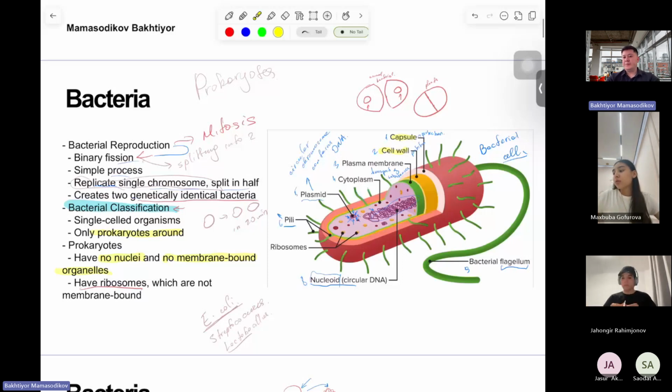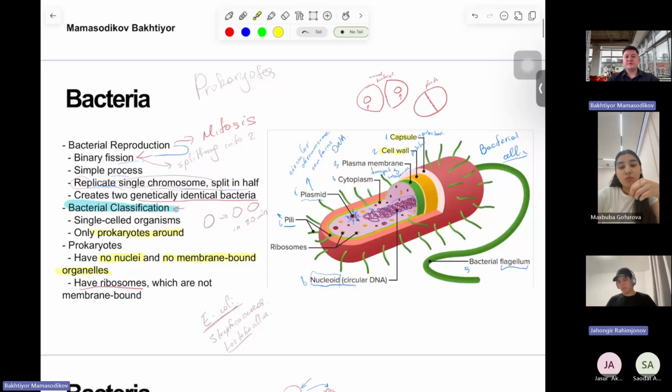Let's check our knowledge a little bit regarding this. So what type of cell is a bacterium? Jahangir? Eukaryotic or prokaryotic? Prokaryotic. What's the meaning of prokaryotic?